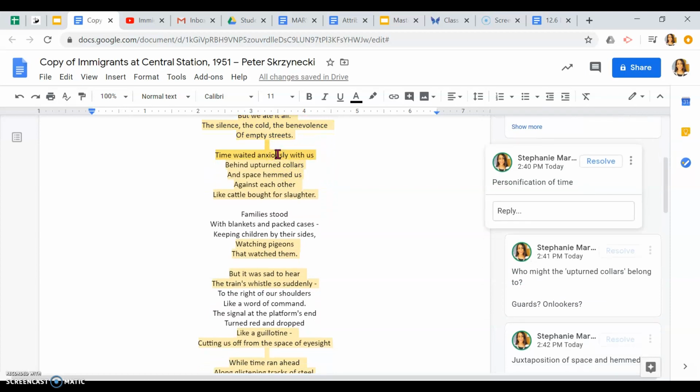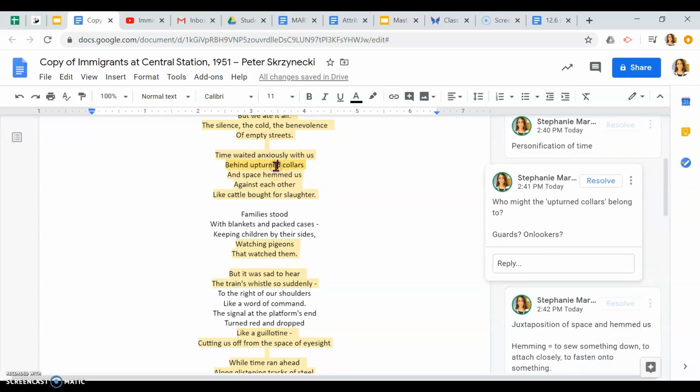It then says in the second stanza that "time waited anxiously with us." So that again is the personification of time. And the idea behind this, the poet's intention here, is to help us to visualize how anxious it was for these immigrants to sit and to wait for the next stage of their journey.